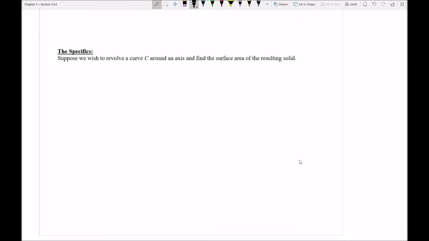So I'm going to suppose that we're going to be spinning a curve C around an axis. We'll use the x-axis, and we want to find the surface area of the resulting solid. Now I'm going to start here by making a really big assumption about our function that is going to be helping to give us our curve C. So I'll start by saying let's suppose f of x is a non-negative function with a continuous first derivative.